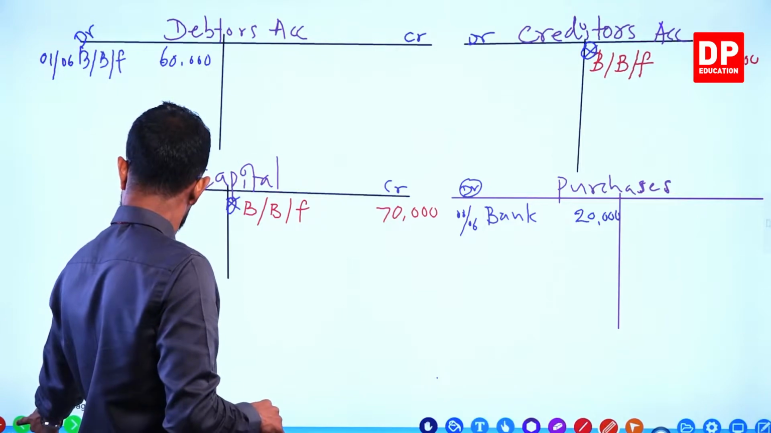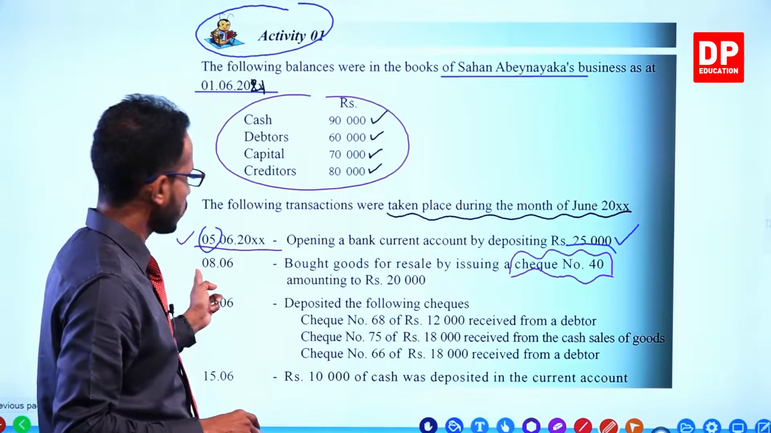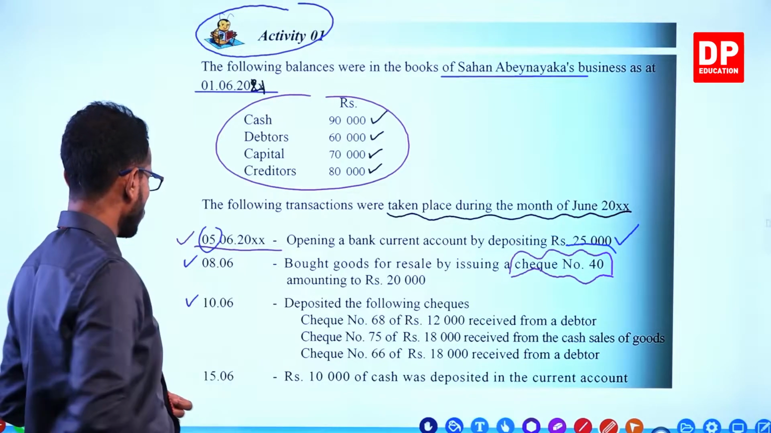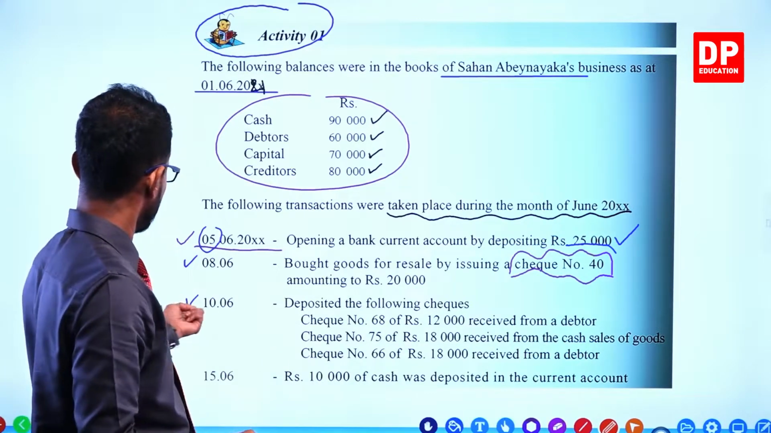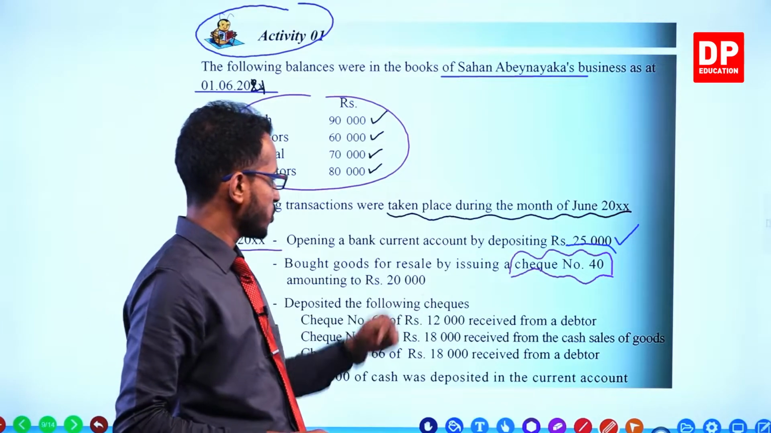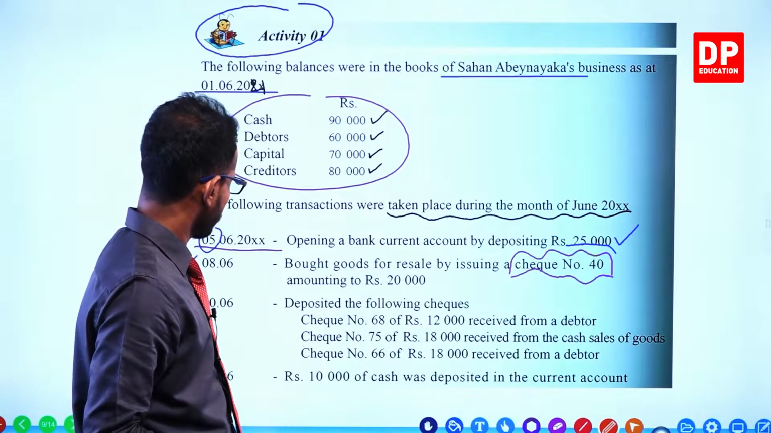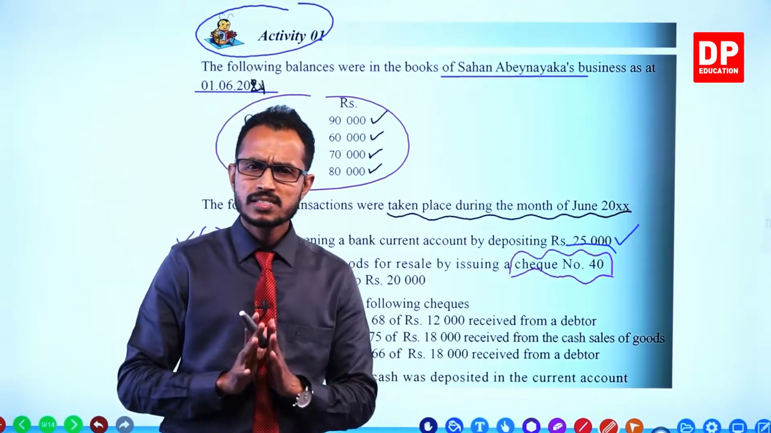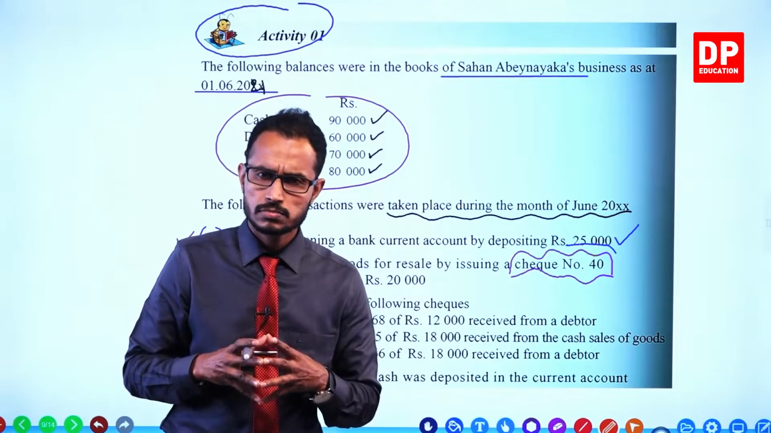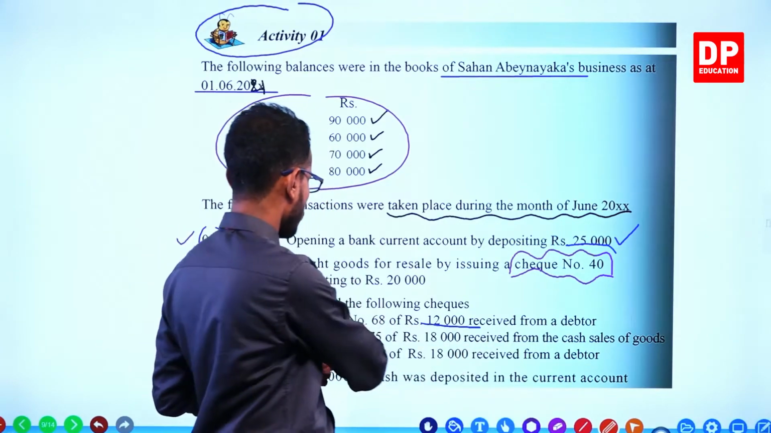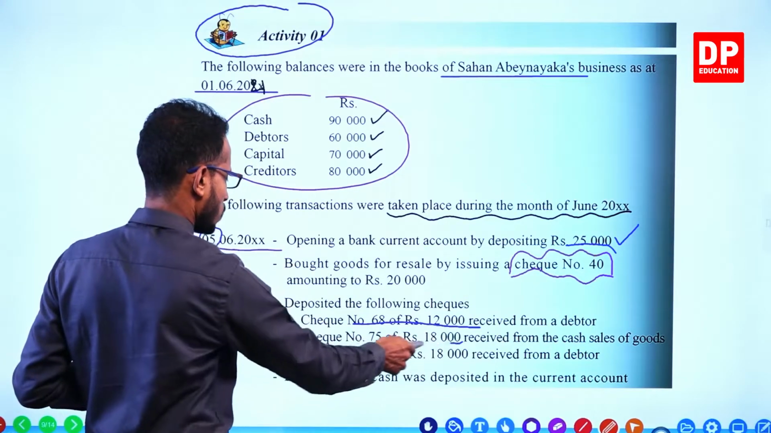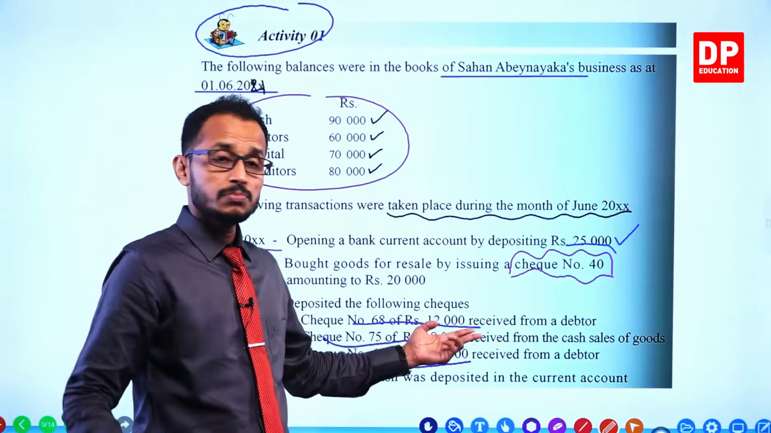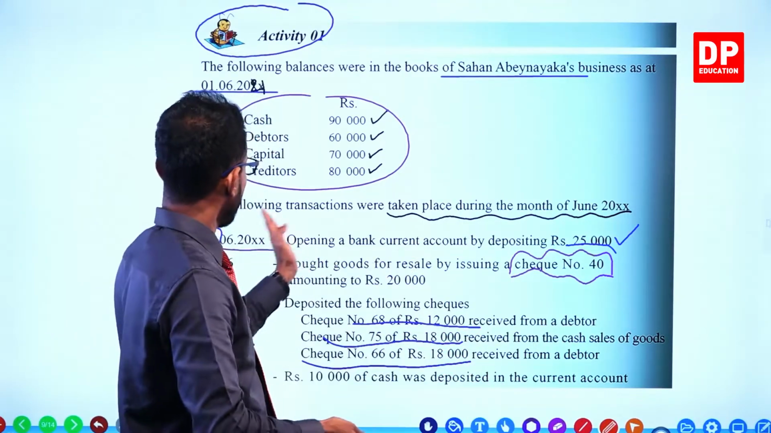Okay. All right. Second transaction done. Moving on to third. 10th of June. Deposited the following checks. Now, children, there are some checks that we don't even know about. See? 1, 2, 3. We don't even know these checks because we haven't received these checks here.